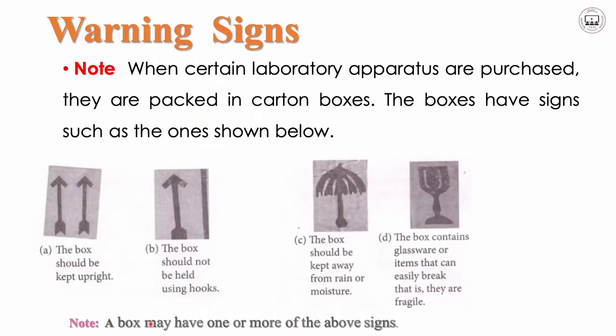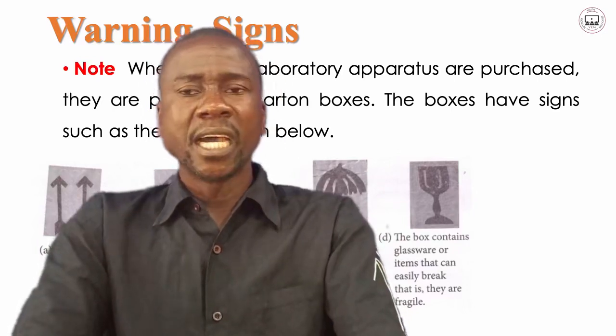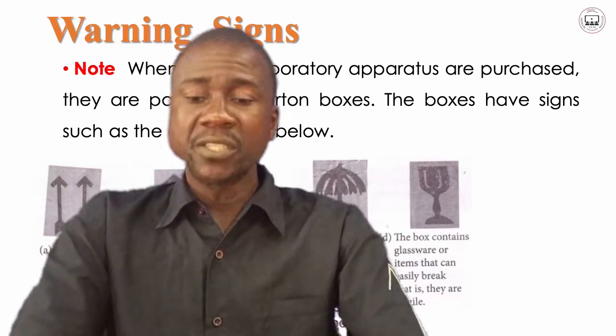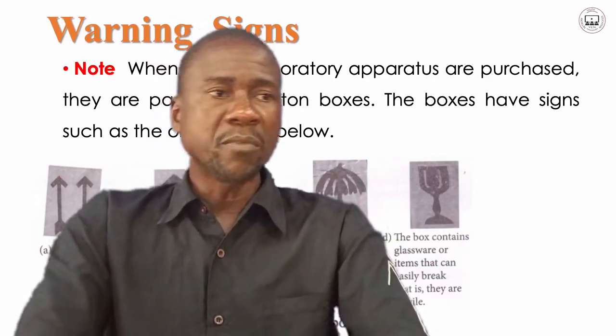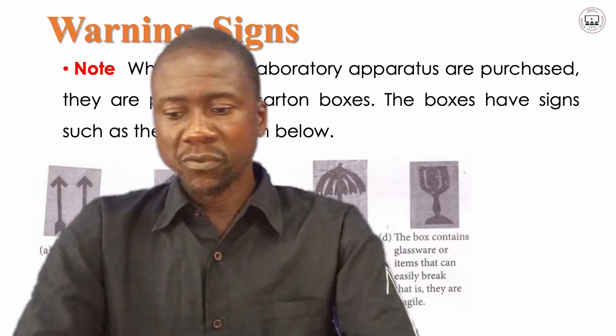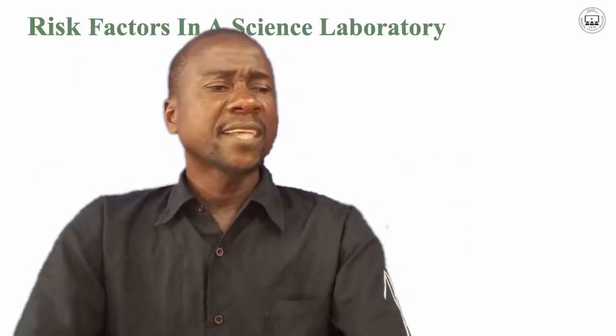Something to note, a box may have one or more of the above signs, which means they can combine A and B or C and D, whatever it combines, but all of them communicate different kinds of messages, which means the materials inside the container are supposed to be kept away from both of such notices.